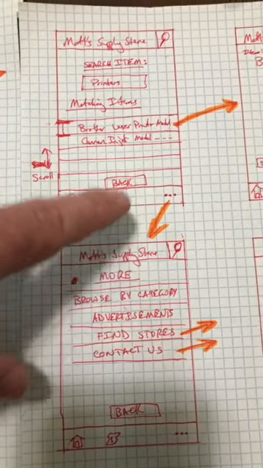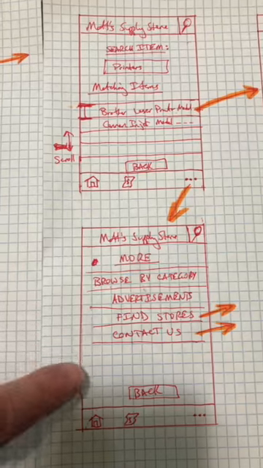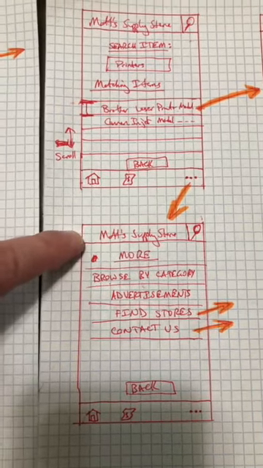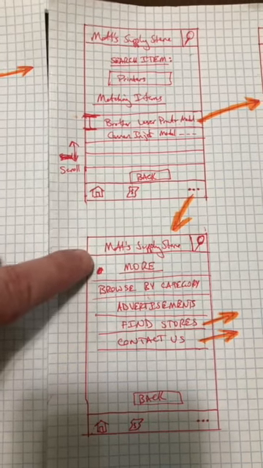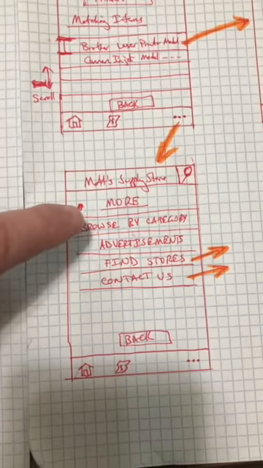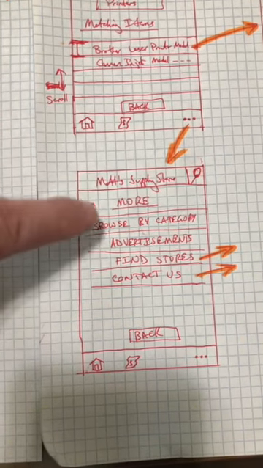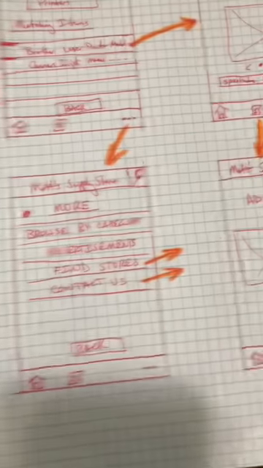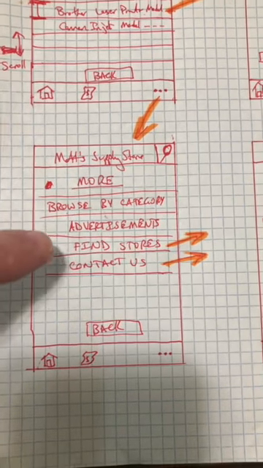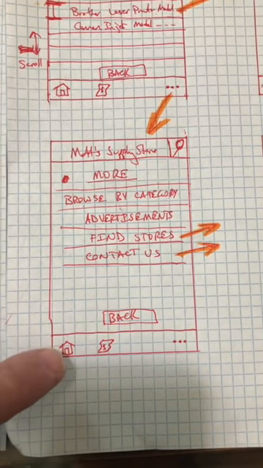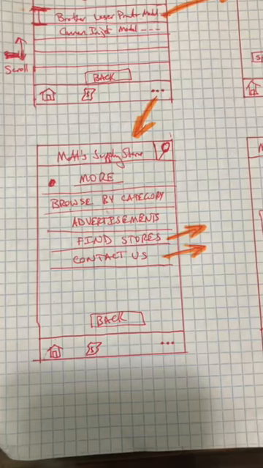Also, going to the ellipsis, it's going to give you the more category. You can see Matt Supply Store still at the top, always stays at the top because we want people to remember that name. We want people to get good exposure to this app and so that they can get better exposure to Matt's business. You have the more button, so obviously the more button brought you here, so you have the more categories, which is browse by category, which is very similar to the browse by categories we had over here. You also have advertisements, you have find stores, you have contact us, and then of course you still have your navigation bar at the bottom, and you have a back button to take you back.